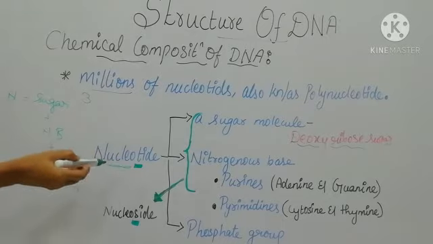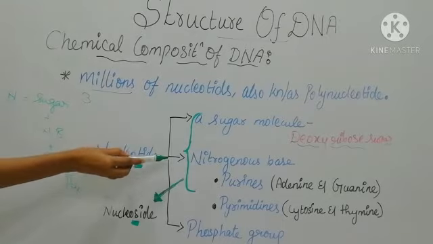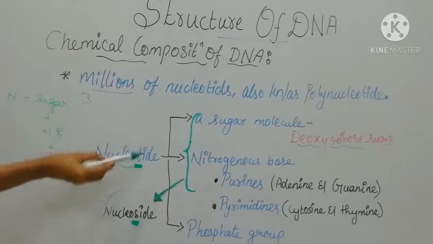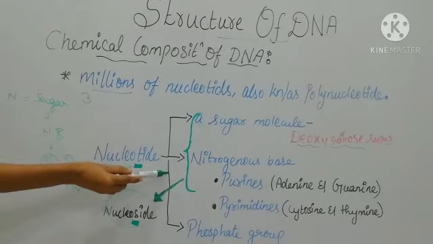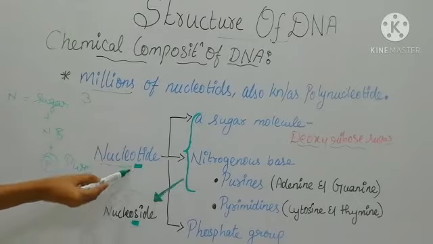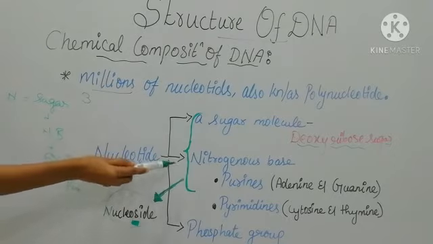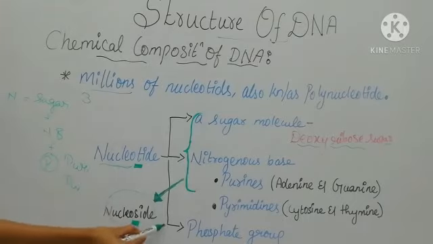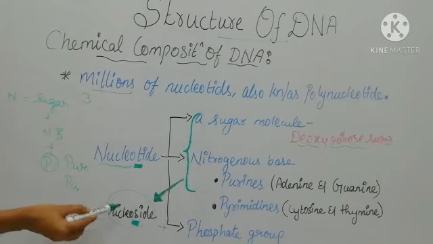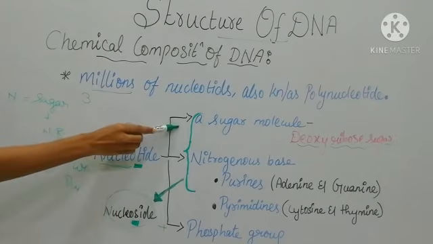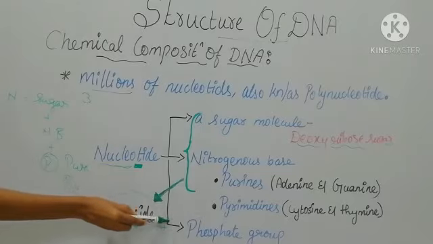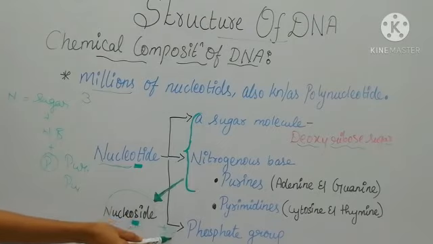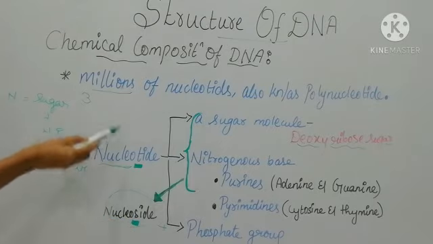So these all together are called the nucleotide. Here the sugar molecule and the nitrogenous base, these both we can call the nucleoside. So nucleoside is equal to a sugar molecule plus nitrogenous base, and nucleotide is equal to a sugar molecule plus nitrogenous base plus phosphate group. Also we can call this the nucleoside plus phosphate group. Can you understand this? Nucleotide is equal to a sugar molecule plus nitrogenous base plus phosphate group, or it is also called the nucleoside plus the phosphate group. These are the chemical composition of DNA.